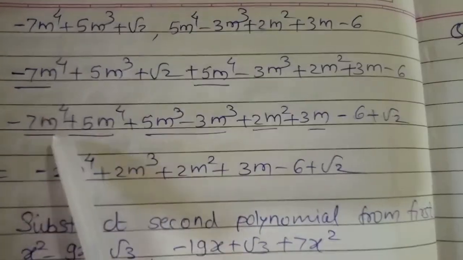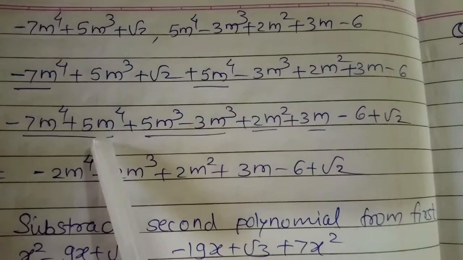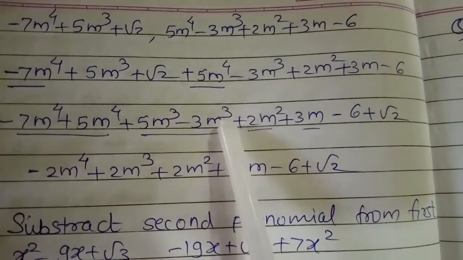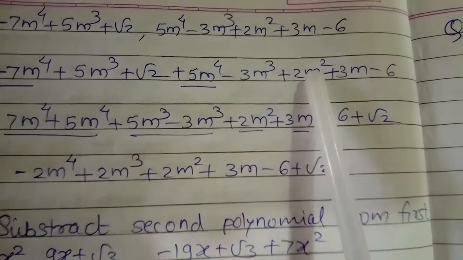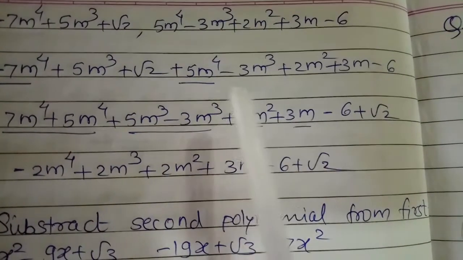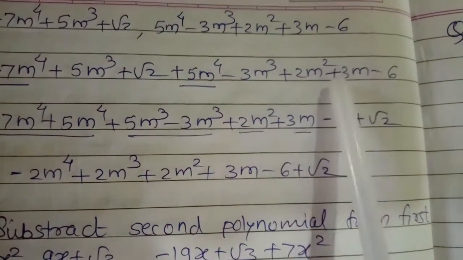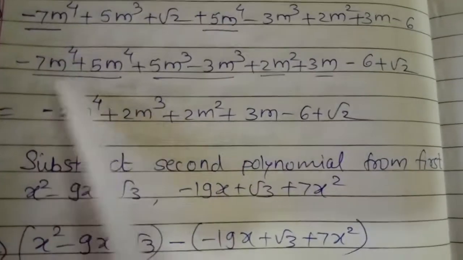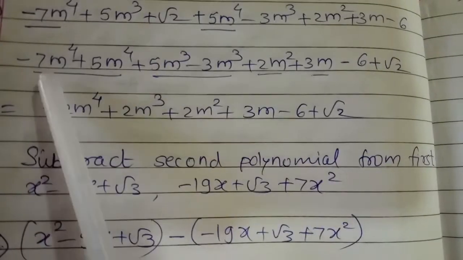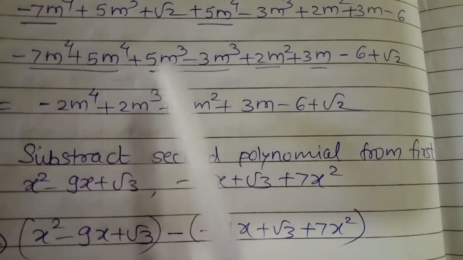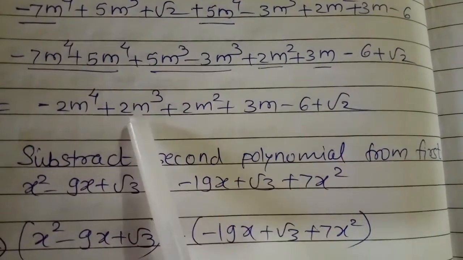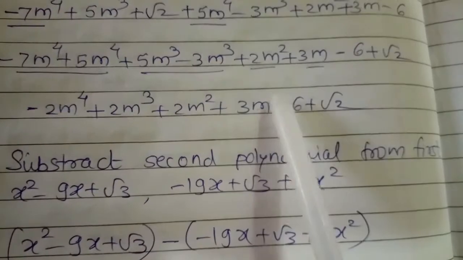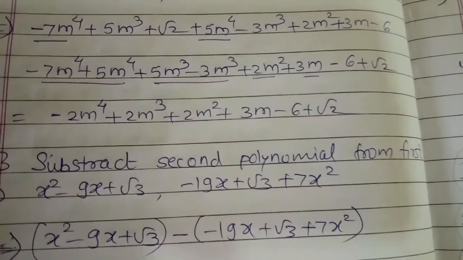So minus 7m raised to 4 plus 5m raised to 4. After that 5m cube minus 3m cube. After that we write the square term, that is plus 2m square. Then the 3m term, and then the last one is the numbers. So taking the addition or subtraction of these, we will get here minus 2m raised to 4, 5 minus 3, so we will get 2m cube. Here 2m square is as it is, plus 3m minus 6 plus root 2 is as it is.